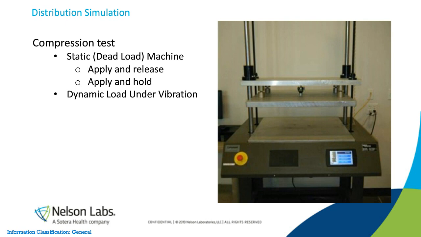This would be the apply and release option. The apply and hold option would have the platen hold the value for a longer time. ISTA uses compression under load as part of the vibration test. So a top load would be applied to the box and the vibration test would be run. So you get the effects of compression and vibration together.